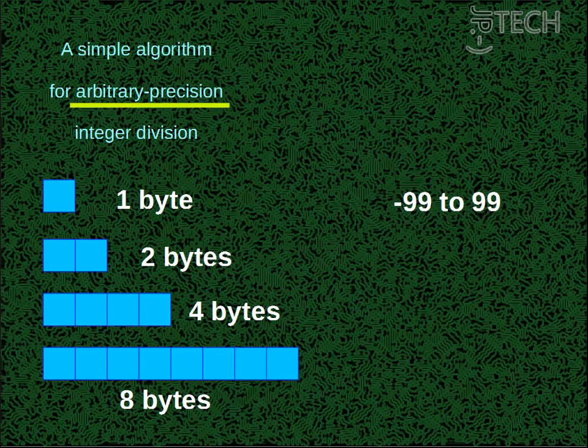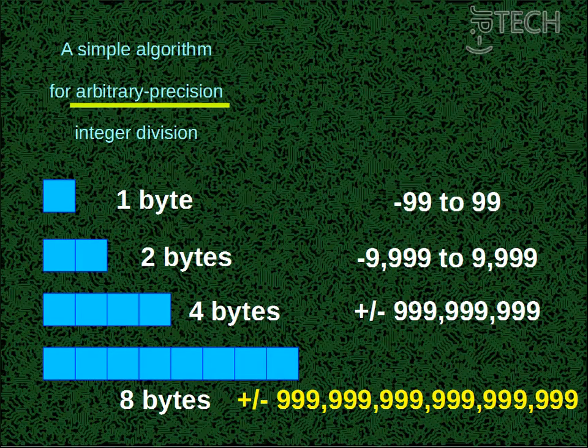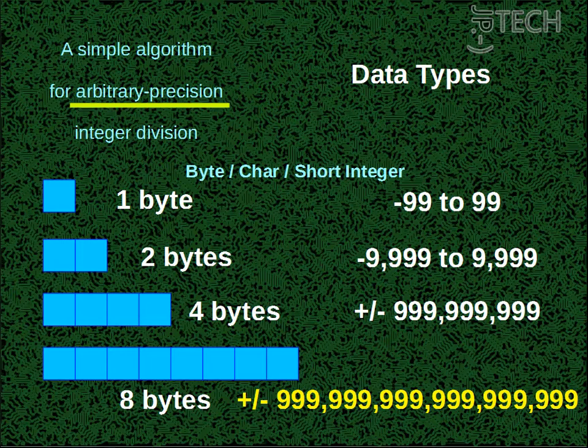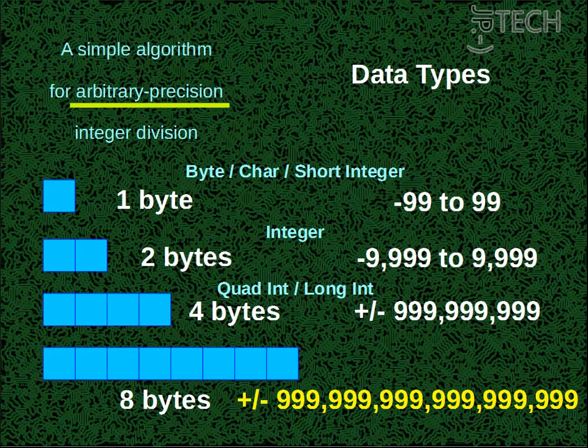Likewise, a 2-byte integer can store any 4-digit number. A 4-byte integer can store any 9-digit number, and an 8-byte integer can store any 18-digit number. These are known as data types. A 1-byte integer data type is known as a byte, char, or short integer. A 2-byte integer is known as an integer. A 4-byte integer is known as a quad int or long int. An 8-byte integer, usually available only on 64-bit systems, is called an ultra-long int or a ulong.